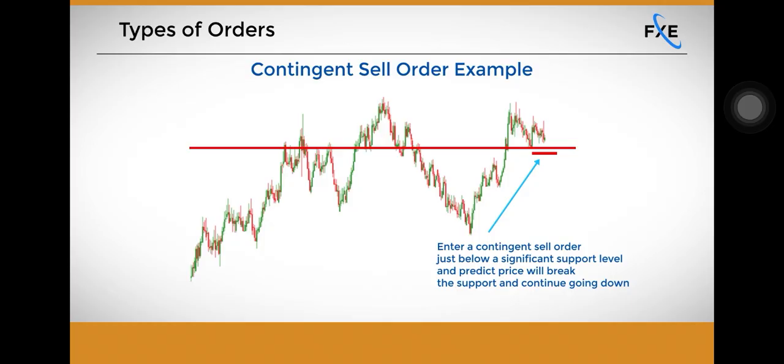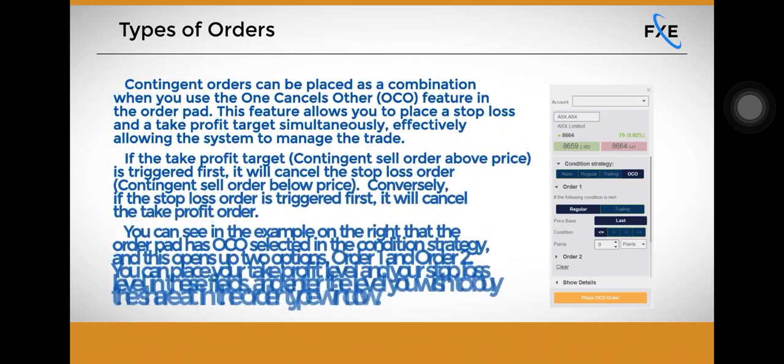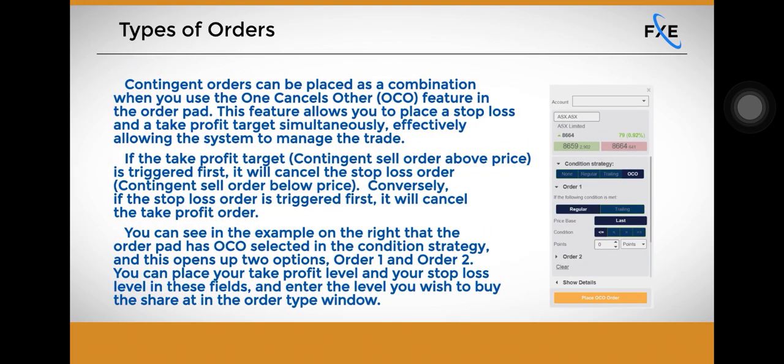Now let's look at combining contingent orders. Contingent orders can be placed as a combination when you use the one cancels the other, also known as OCO, a feature in the order pad. This feature allows you to place a stop loss and a take profit target simultaneously, effectively allowing the system to manage the trade. If the take profit target, the contingent sell order above price, is triggered first, it will cancel the stop loss order, contingent sell order below price. Conversely, if the stop loss order is triggered first, it will cancel the take profit order.